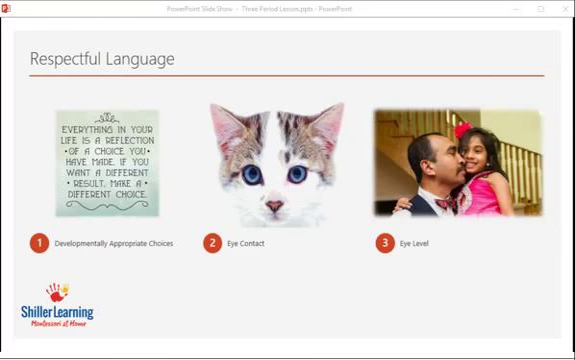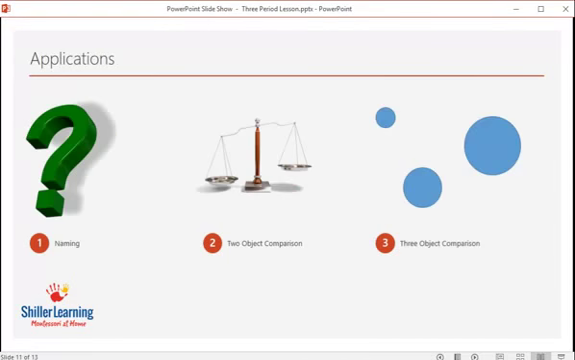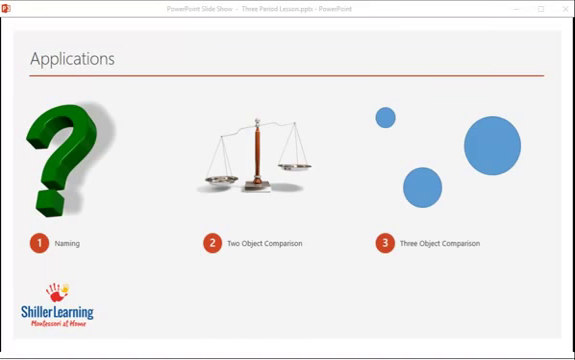Chen Yu, a psychological and brain science professor at Indiana University, and Linda G. Smith, a professor of psychology and cognitive science, also at Indiana University, conducted research that shows attention spans increase with respectful eye contact. Let's take a look at what some of the applications are of the 3-period lesson.